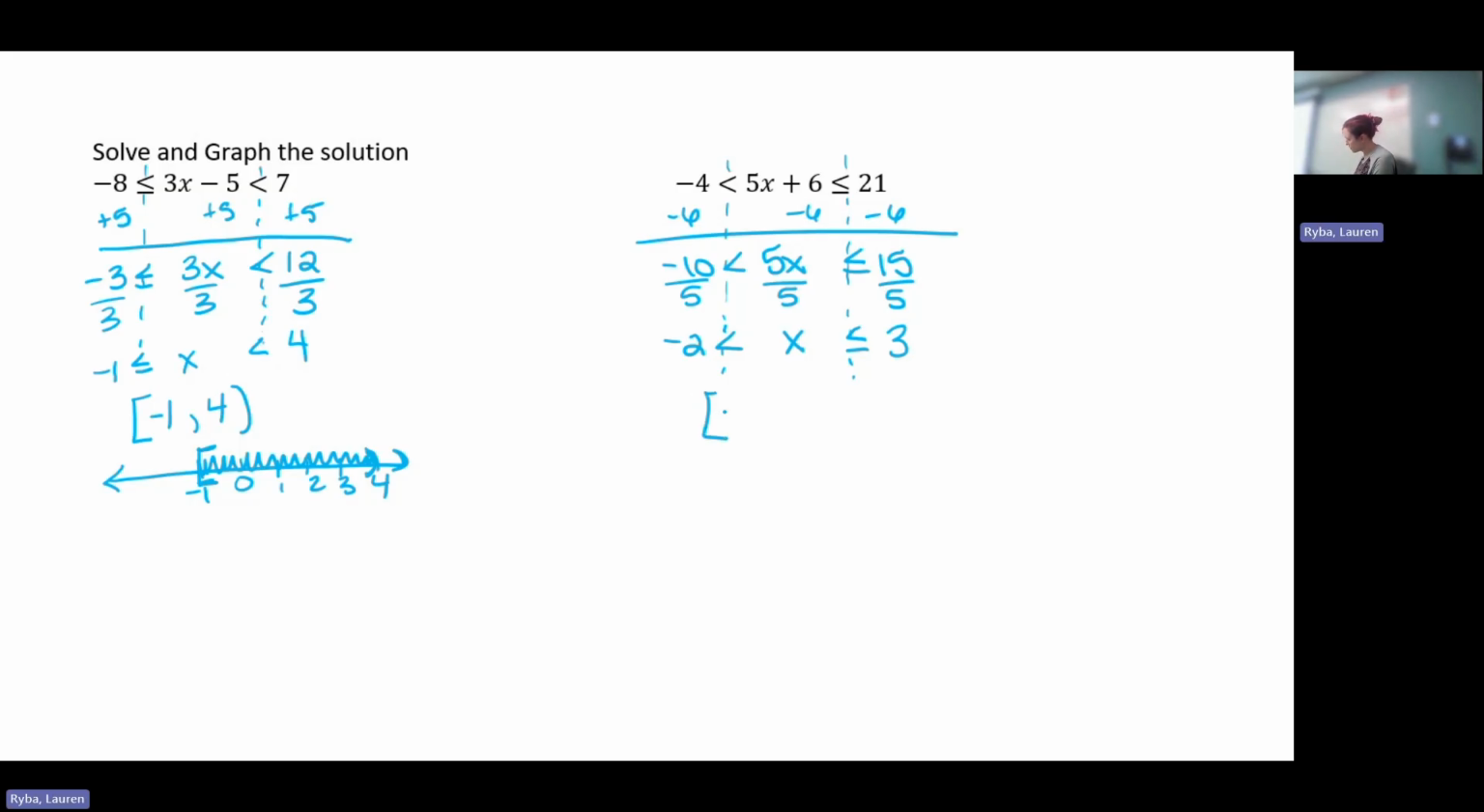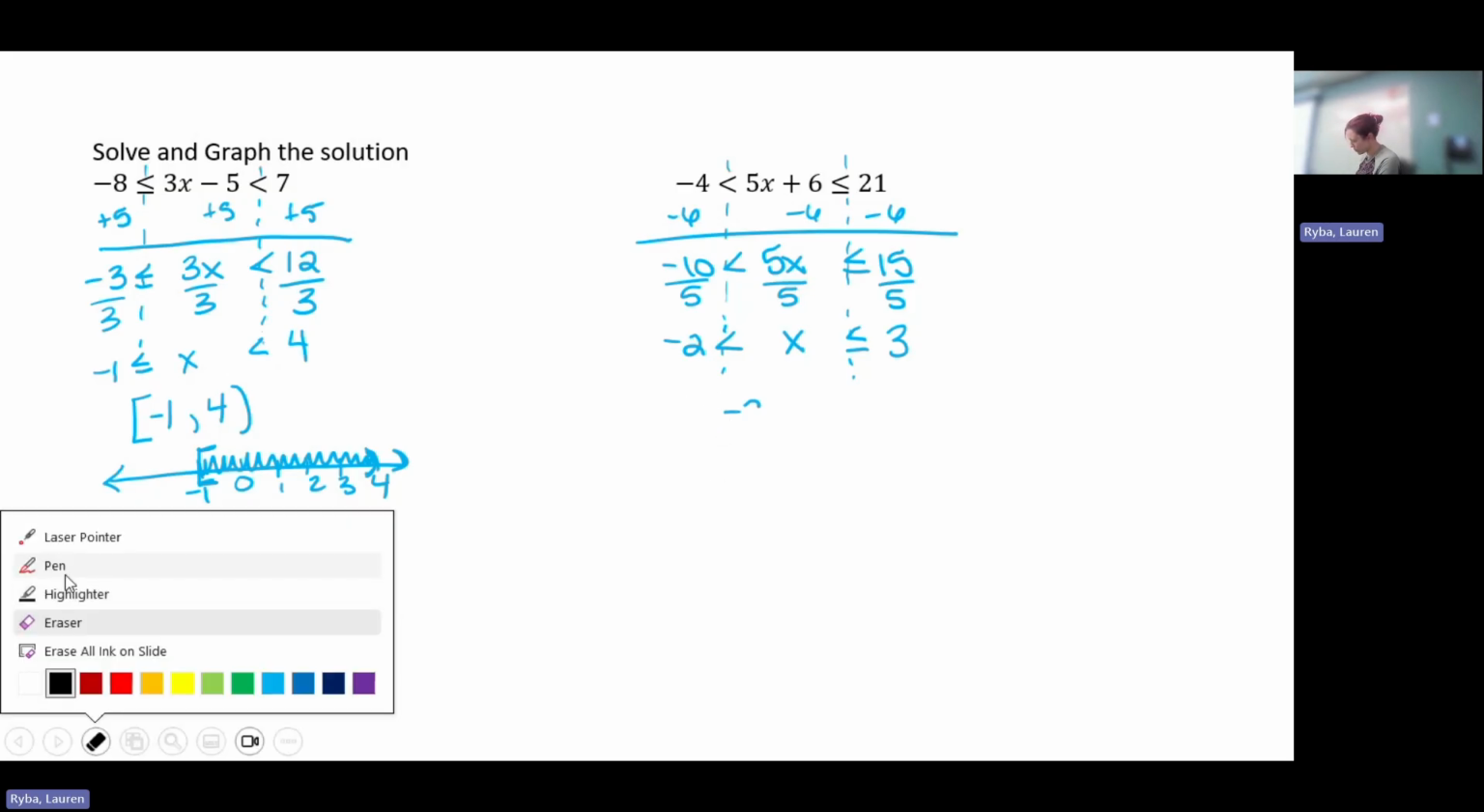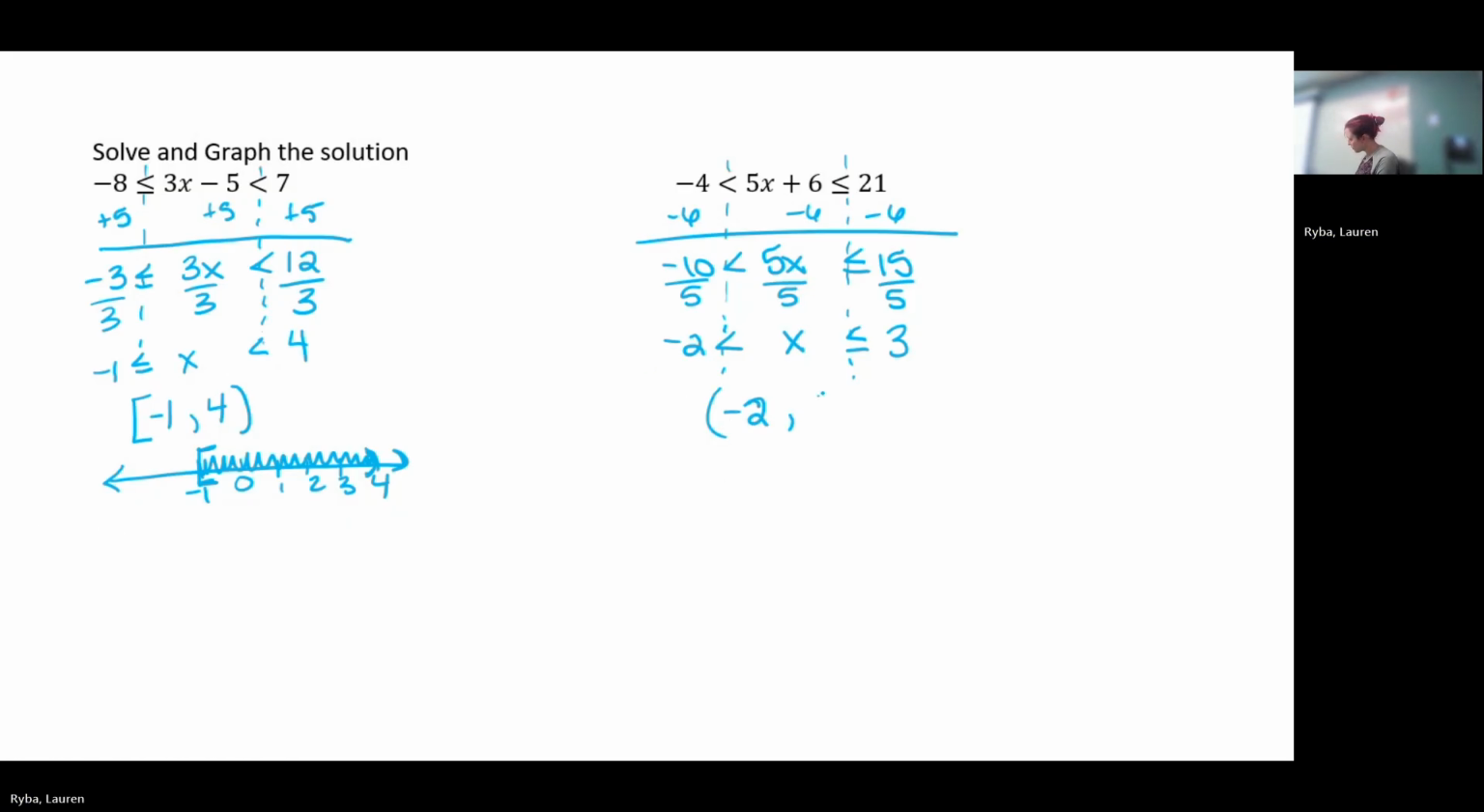So this one is, oops, I put the bracket on the wrong side. -2 is open. 3 is the one that's closed because it's the one that has the equals to piece. So then -2, -1, 0, 1, 2, 3. We're between -2 and 3, including 3. So hopefully you can see how one translates into the next, into the graph.